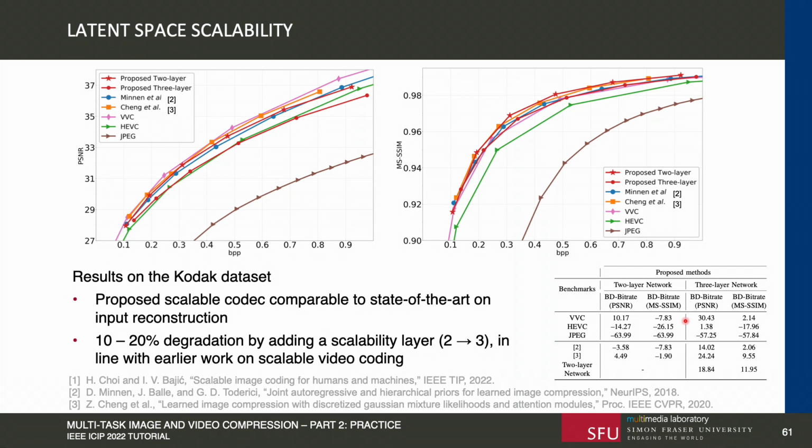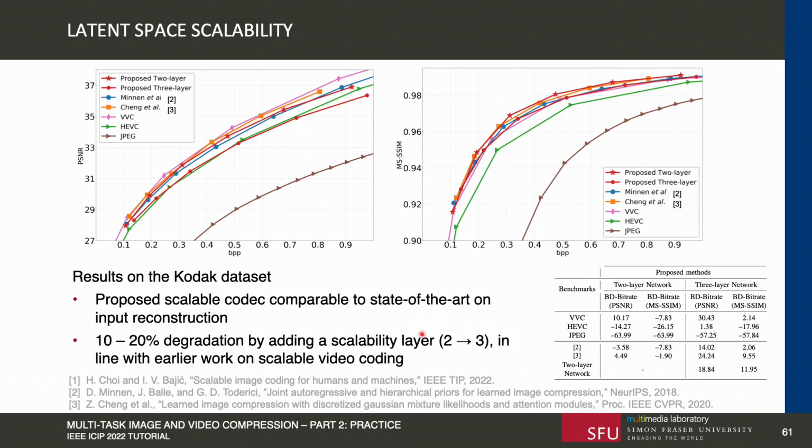So in terms of the BD bitrate results, you can actually see that this two-layer codec that does object detection in the base layer and then input reconstruction in the enhancement layer is in fact achieving gains against all the other codecs in this comparison. But the three-layer one isn't. However, it is still obviously better than the old JPEG as well as HEVC, and kind of comes close to VVC and the codec of Minnen and others.